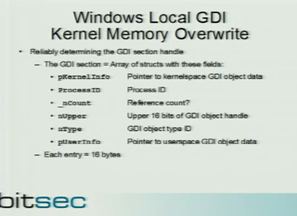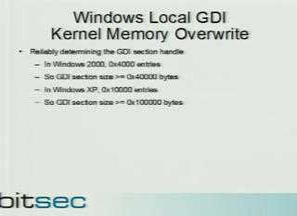This is the first thing we need to know. The GDI section contains an array of structs with these fields, and each entry in the table is 16 bytes large. Combined with the fact that the maximum number of GDI objects in Windows 2000 is 4000 hex and in Windows XP is 10,000 hex, we can determine the minimum size for a valid GDI section.